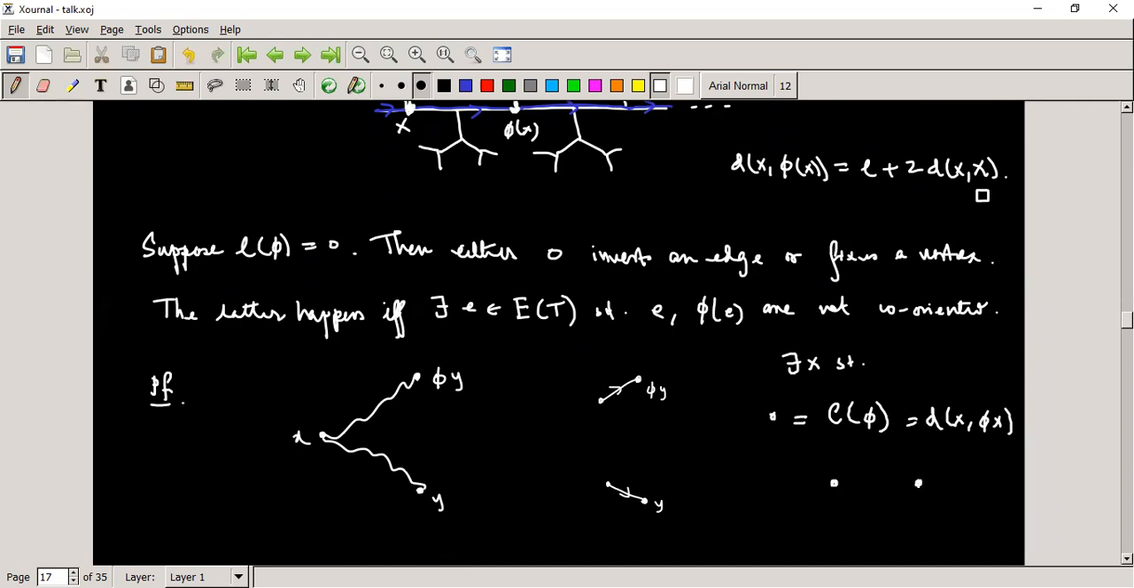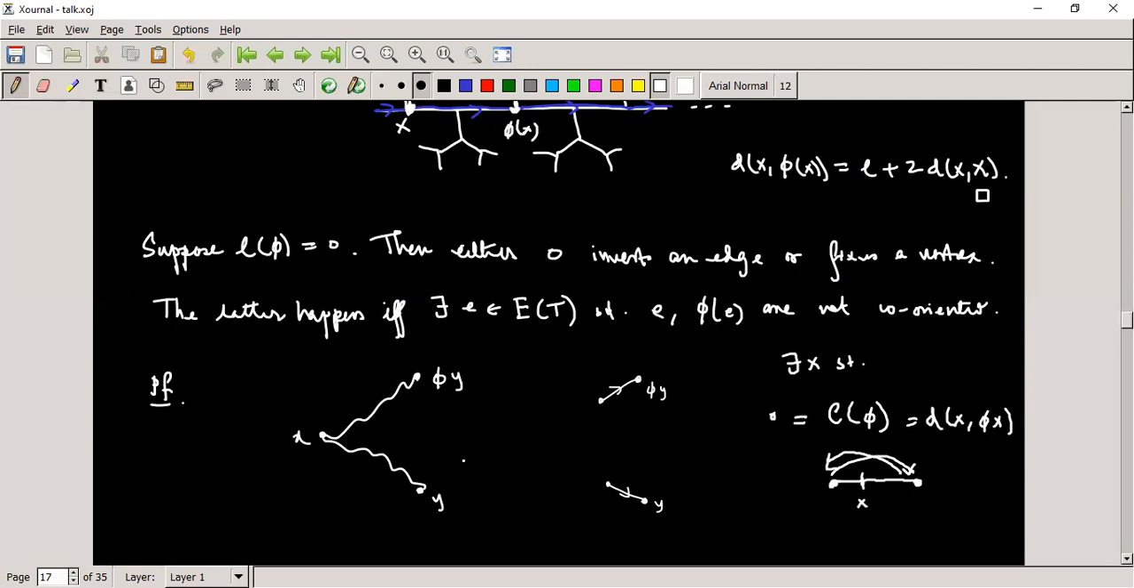Well, then you argue that it has to be some point here, right? But what can happen to this edge? The automorphism has to restrict to this edge, so it has to be an automorphism of this edge. So all it can do is permute the vertices. And also this happens if and only if there exists a pair of edges, so there is an edge E such that E and phi E are not co-oriented.